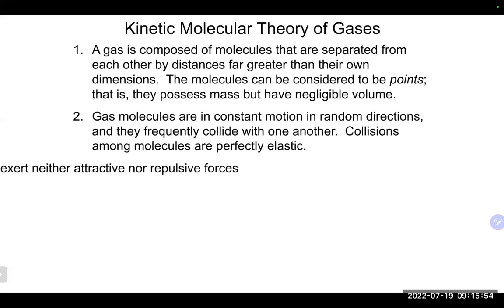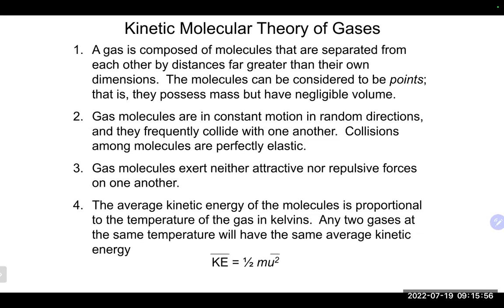So we're going to talk a little bit about the kinetic molecular theory of gases here, some of which we've talked about up to this point. First off, a gas is composed of molecules that are separated by distances that are greater than their own size. So we consider these molecules to be points, and they possess a negligible volume. This is really one of the things that makes something an ideal gas: the idea that their volume is not that important compared to the container.